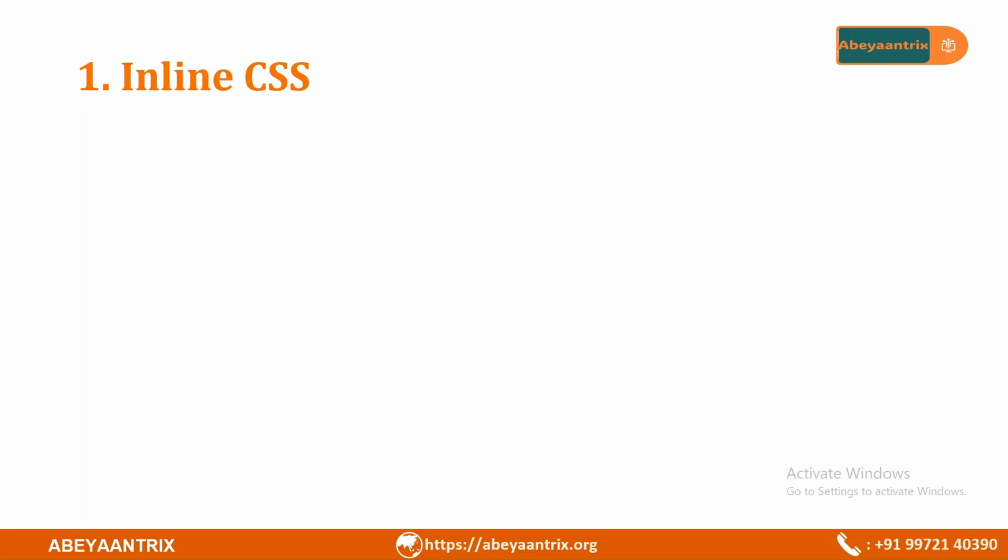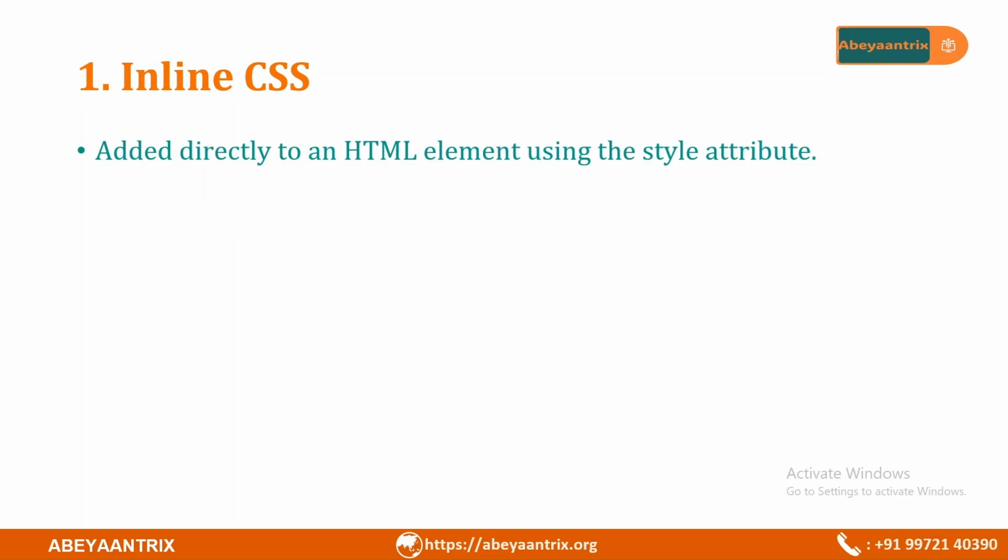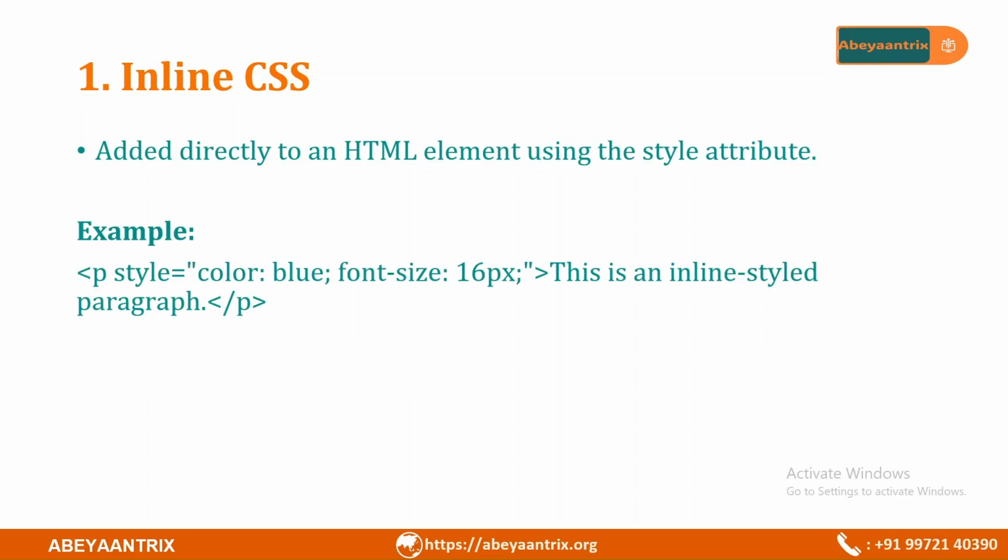Now you can see here, this is added directly to the HTML element using the style attribute. Here you can see the example. P means paragraph, you know, it is an element of HTML. Inside the paragraph element, we are writing the style attribute: style equals color blue, font size is 60. So this is an inline styled paragraph, right?